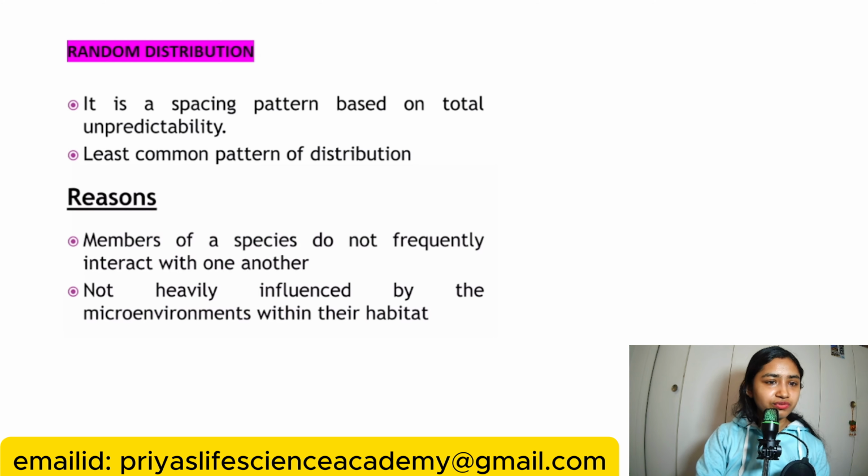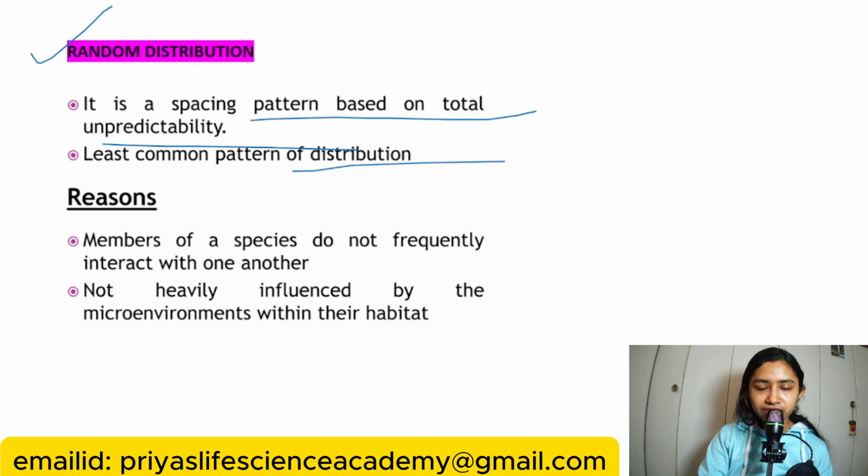Now, random distribution. This type of distribution is the most uncommon and rare kind of distribution because it states that there is no interaction between organisms of a population, no attraction or repulsion, but such cases don't really happen. It's a spacing pattern based on total unpredictability, the least common pattern of distribution.